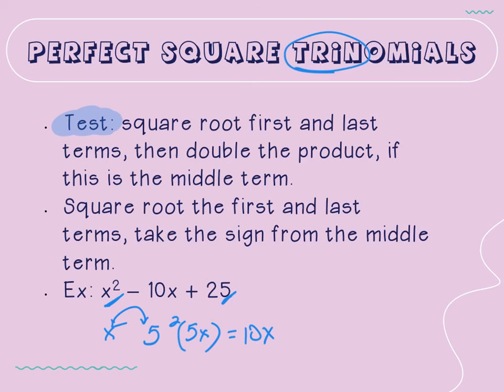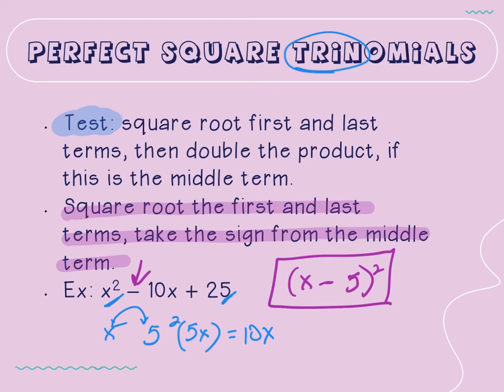Now that's just the test of it. To actually factor it, you're going to square root the first term and the last term and then take the sign from the middle term. So I square root the first term and I get x, square root the last term and I get 5. Take the sign from the middle, which is minus, put it in parentheses and square it, and that's my perfect square trinomial factored. It's the same thing as x minus 5 times x minus 5. Those are the same things. So the first thing is the test, and the second thing is actually how you factor it.